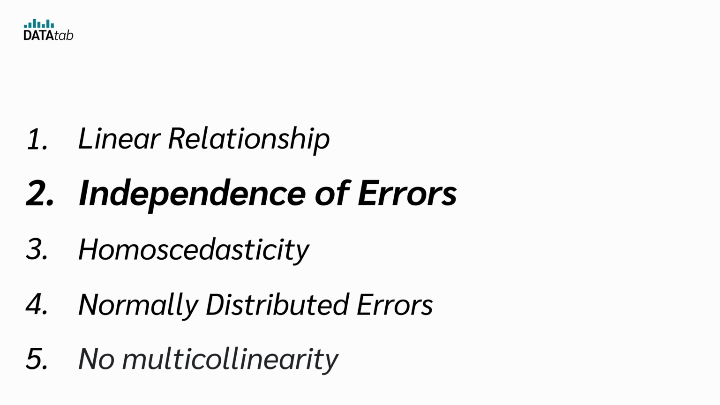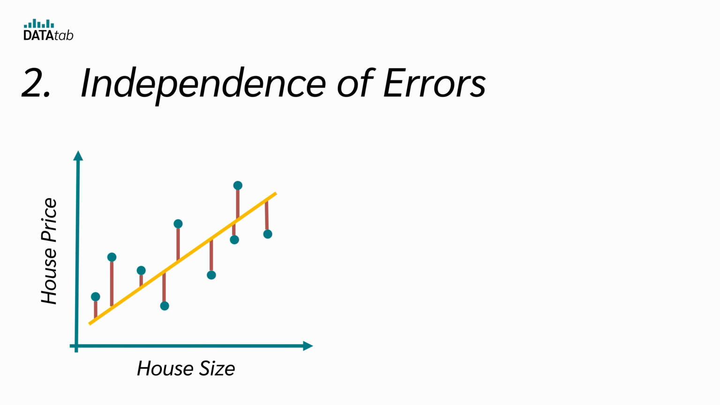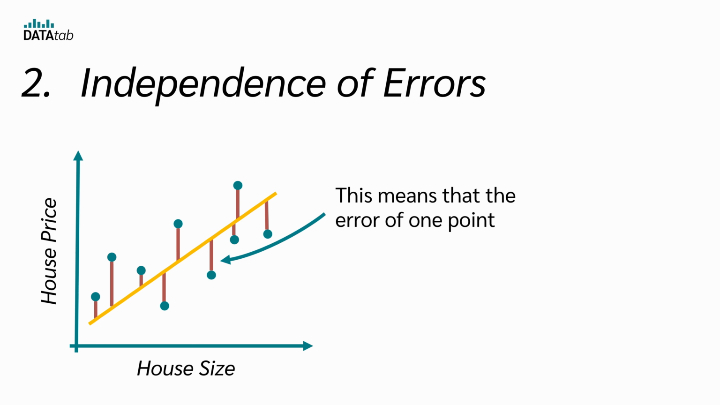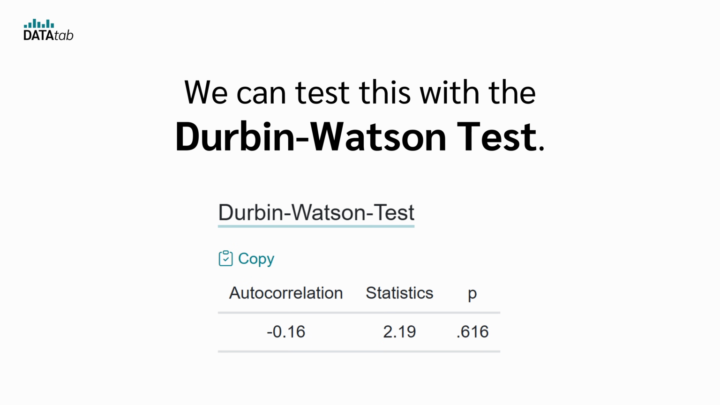Number 2, independence of errors. The errors, so the differences between actual and predicted values, should be independent of each other. This means that the error of one point doesn't affect another one. We can test this with the Durbin-Watson test.